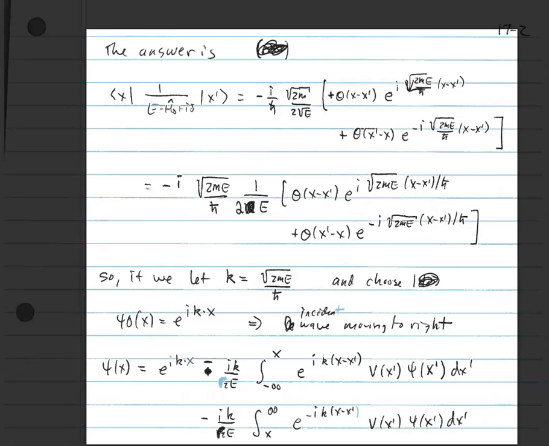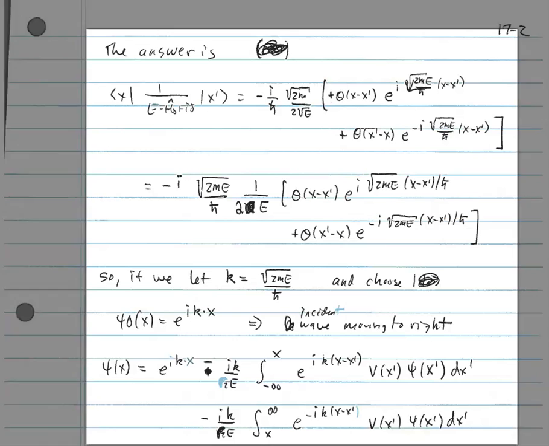And then the equation we get is that psi of x is equal to e to the i kx, minus ik over 2E, integral from minus infinity to x of e to the i k (x minus x prime) V of x prime psi of x prime dx prime, minus ik over 2E, integral from x to infinity of e to the minus i k (x minus x prime) V of x prime psi of x prime dx prime. Okay, so we have to separate that integral at x prime equals x because we have this theta function in that matrix element that we were evaluating.